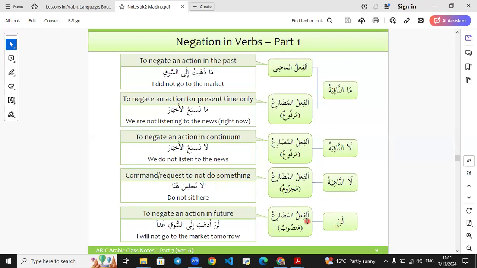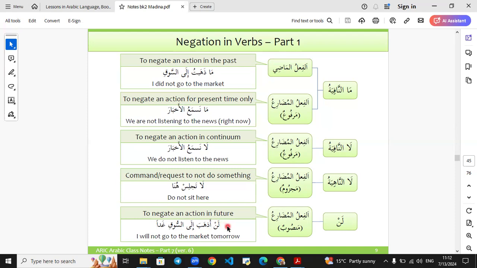Lan. You can use it only with fi'l mudari. This one turns it into mansub. It only negates a future action. So it's a futuristic particle. If you want to negate something that will happen tomorrow or in the future, you say lan adhhaba ila suq ghadan. So lan adhhaba ila suq ghadan, it means this lan, this particle of negation, is turning the fi'l mudari into mansub bil fatha, as you can see here, and it negates the action that is going to happen tomorrow. Ghadan. So it's specific to say ghadan. So lan negates a futuristic action in fi'l mudari and makes the fi'l mudari mansub.